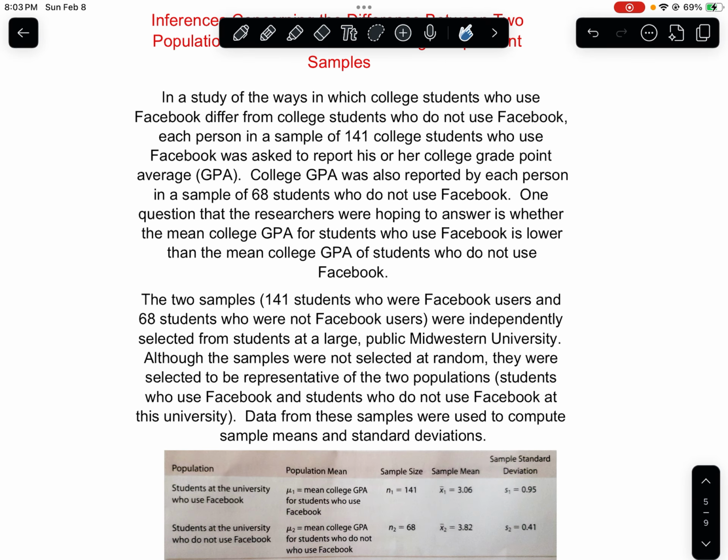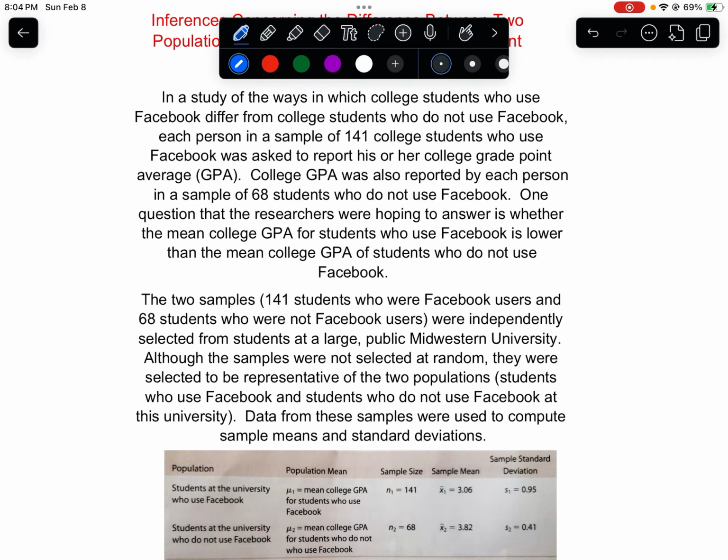So if we look at another example, say we're trying to figure out in this case if GPA from people who use Facebook is different than people who do not use Facebook. We have a sample of 141 college students who use Facebook who were asked to report their college GPA. College GPA was also reported for each person in a sample of 68 students who do not use Facebook. One question the researchers were hoping to answer is whether the mean college GPA for students who use Facebook is lower than the mean college GPA of students who do not.